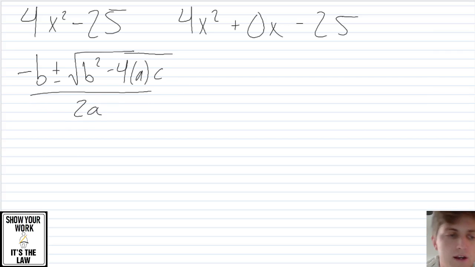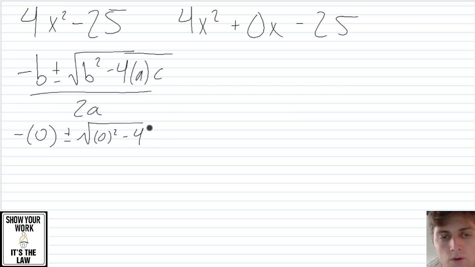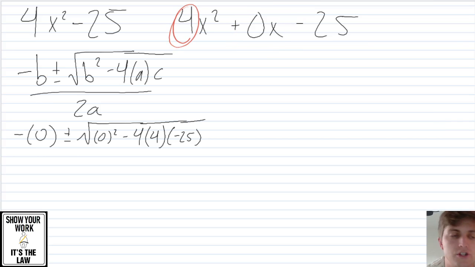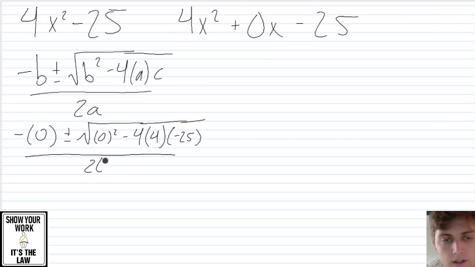And remember, let's go ahead and substitute. Remember, b asks what's the coefficient of the x term. We see here that it's 0, so negative 0 plus or minus the square root of 0 squared minus 4. The coefficient on x squared is 4 this time. The constant term is negative 25, all right? So not only are we dealing with a 0 for the middle term, we also have a coefficient besides 1 for the first time, times 2 times the coefficient on x squared, which is 4.